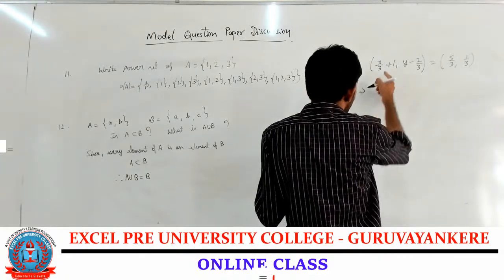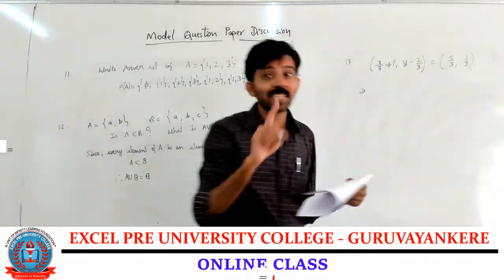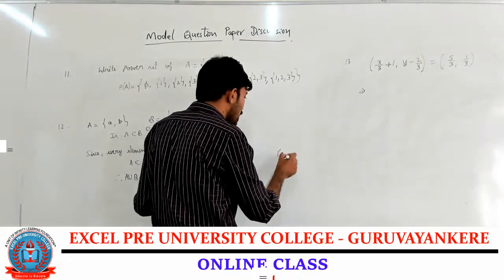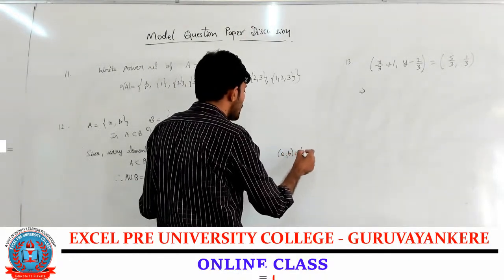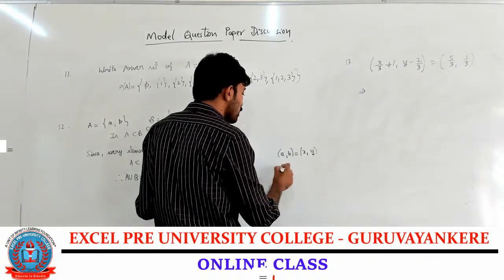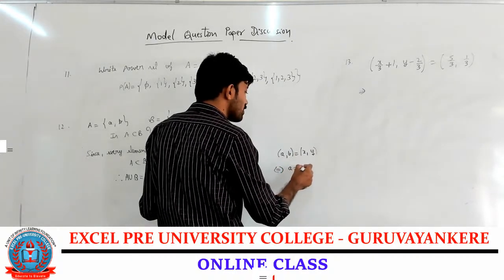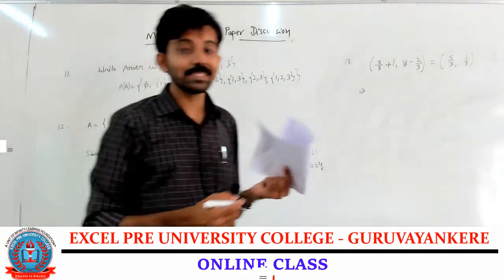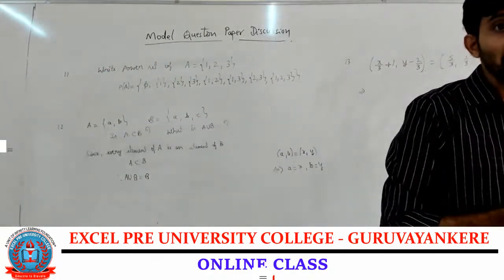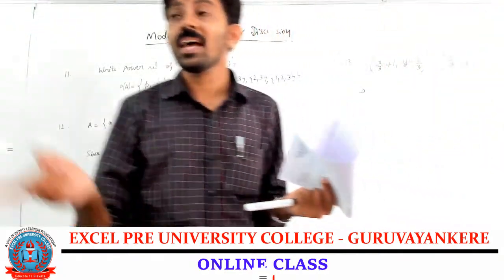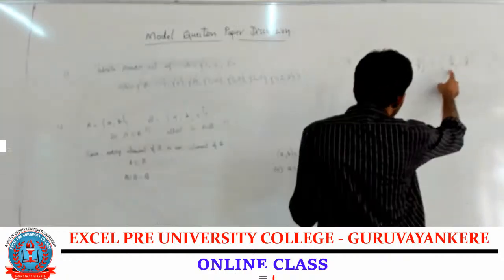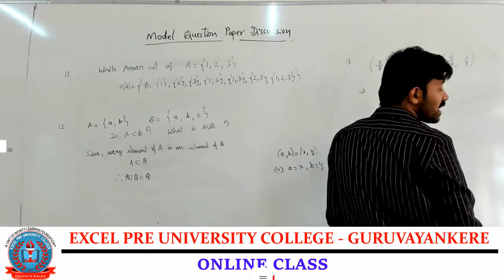Two ordered pairs are equal if the corresponding first elements and second elements are equal, correct? Ordered pair (a, b) is equal to ordered pair (x, y) if and only if a is equal to x and b is equal to y. You must know when two ordered pairs are equal. Equate the corresponding first elements, equate the corresponding second elements.